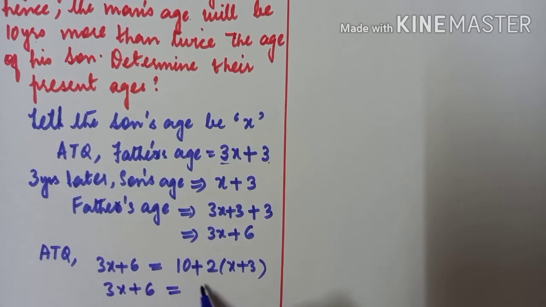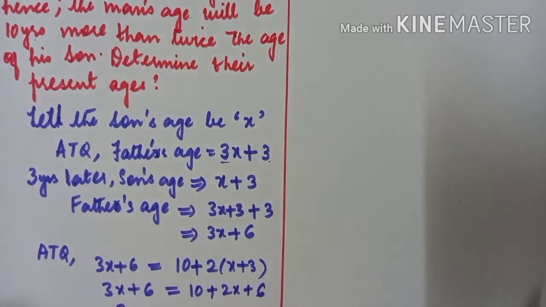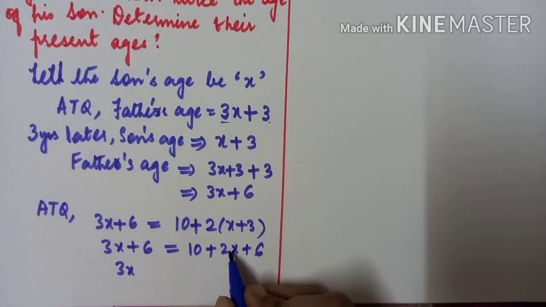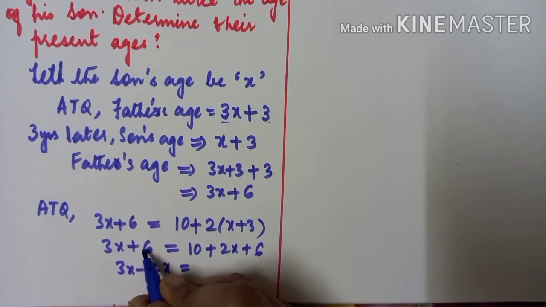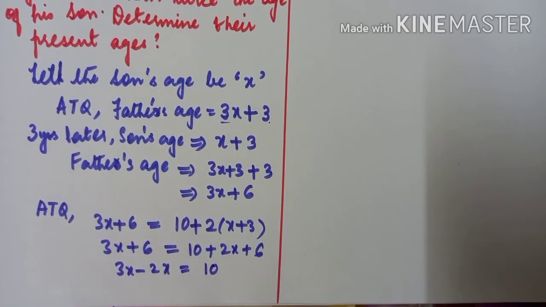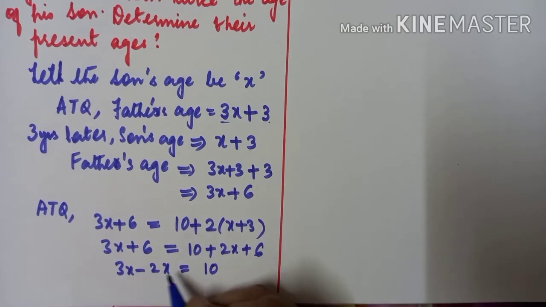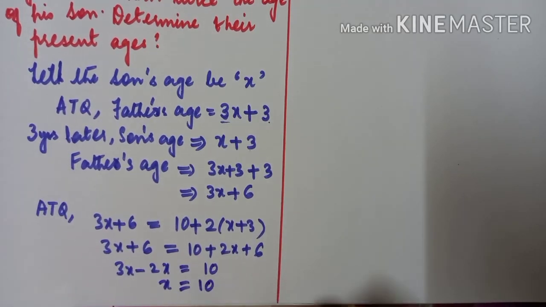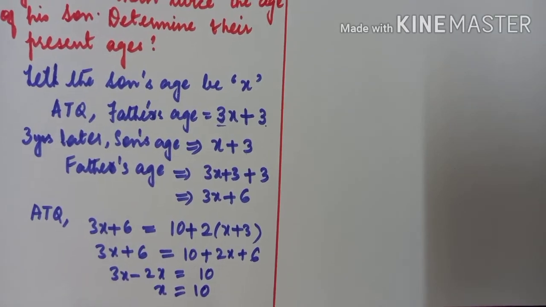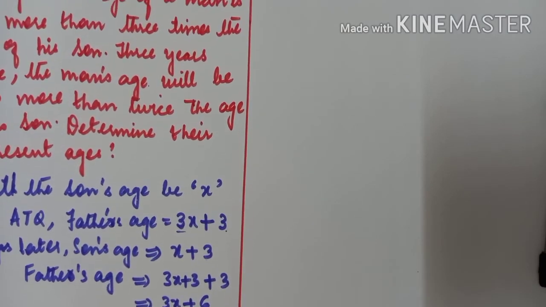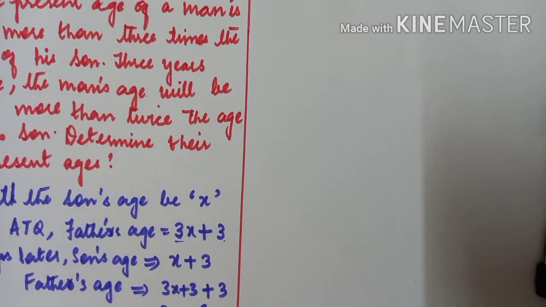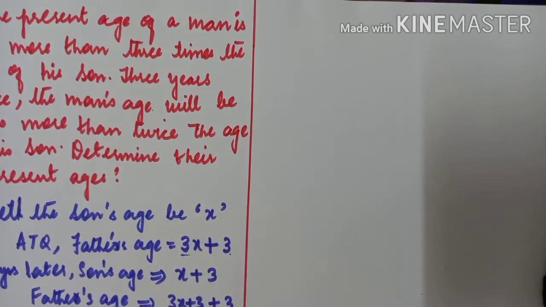So 3x plus 6 equals 10 plus 2x plus 2 3s are 6. So 3x, then 2x on the other side becomes minus 2x, equals 10 plus 6 which is 16, minus 6, so 16 minus 6 will be 10. Directly I'm writing here. So 3x minus 2x gives you x, x equals 10. Now x equals 10 means the son's present age is 10 years, because we have assumed his son's age as x, right?